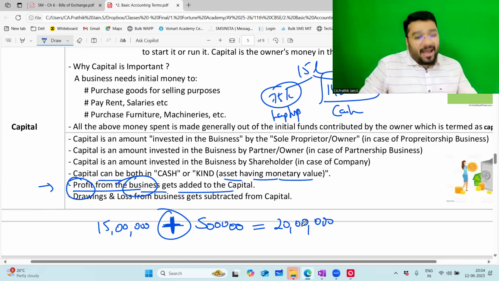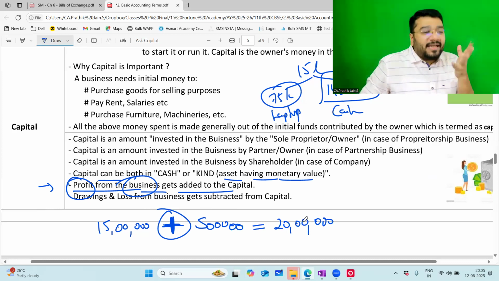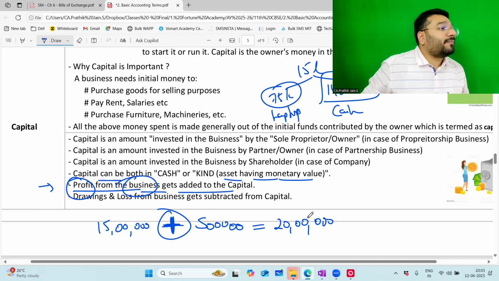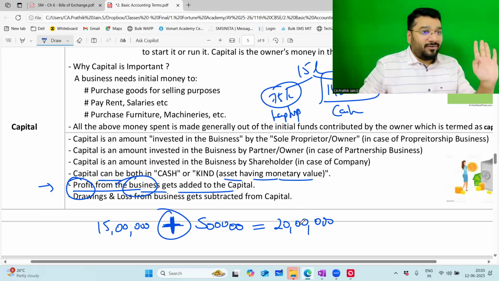Now, 15 plus 5 is how much? 20. Imagine, by chance, I was in urgent need of money one day. From the business, I took 1 lakh rupees. I wanted to go for a foreign trip. A foreign trip is personal level. I have not gone so far, I'm just telling.